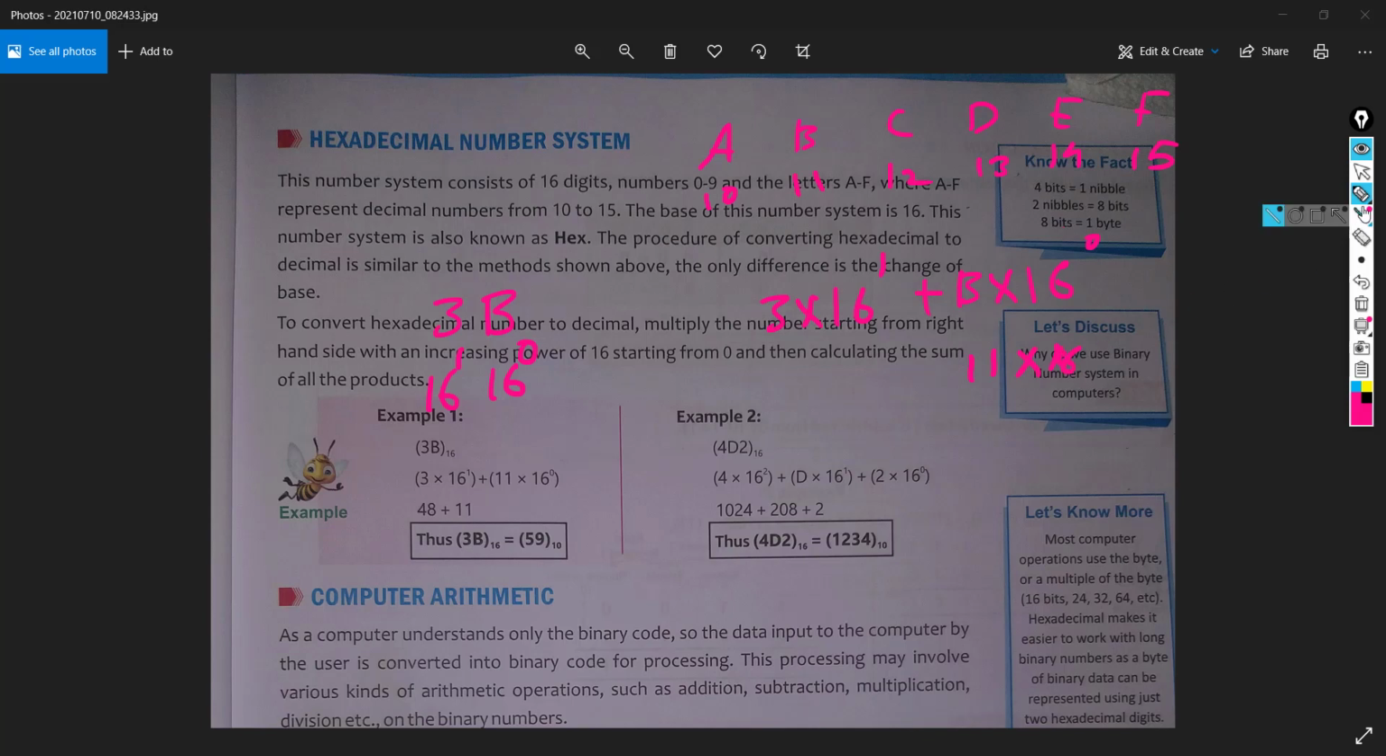11 into 16 raised to 0, which is 1. Any number raised to 0 is 1, isn't it? Then plus 16 raised to 1, which is 16 only, into 3. So we solve 16 into 3 first, which is 48, then 11 into 1, which is 11. So what is the final result? 59. This 59 is in decimal format, so we write 59 with subscript 10. This is how we can convert hexadecimal into decimal. You can try this 4D2 yourself. It's very simple, isn't it?